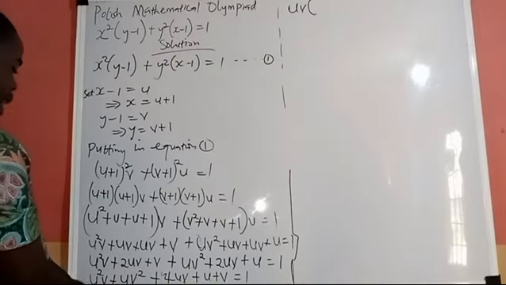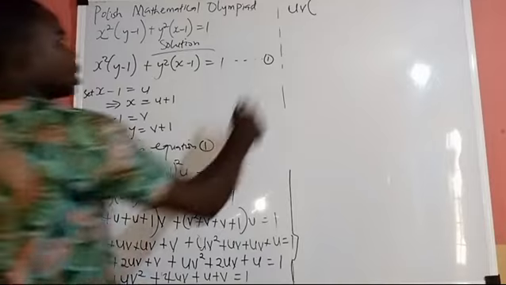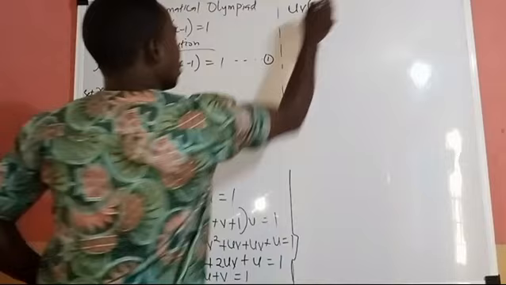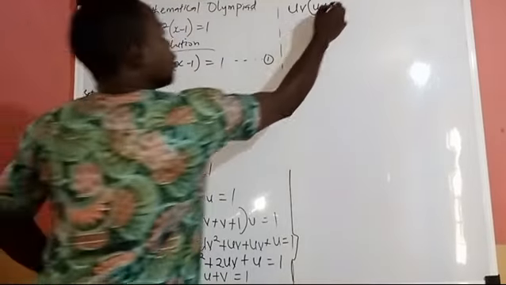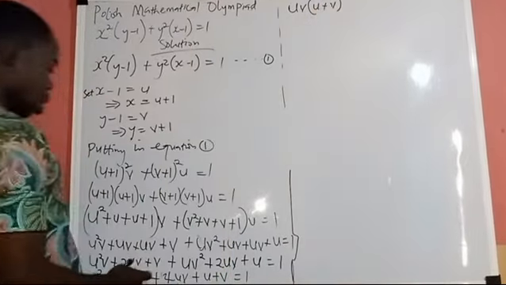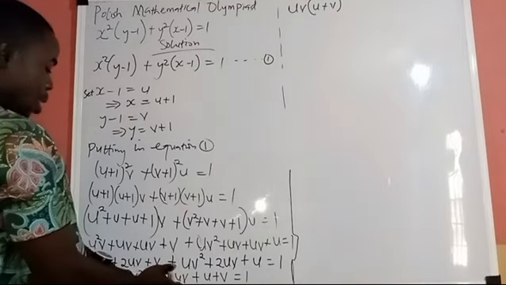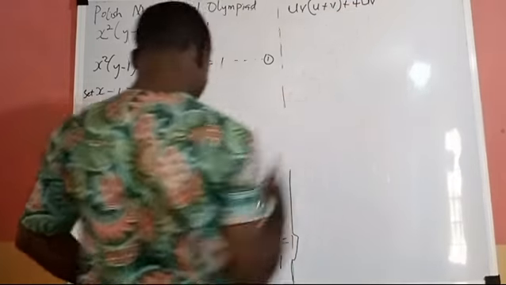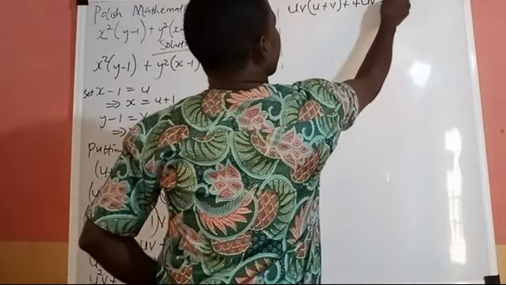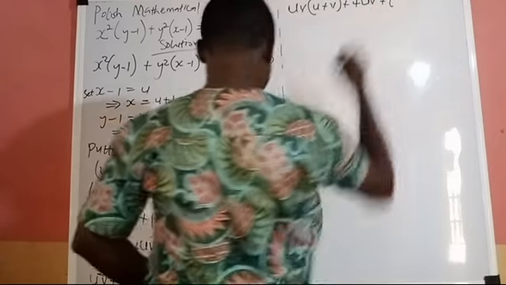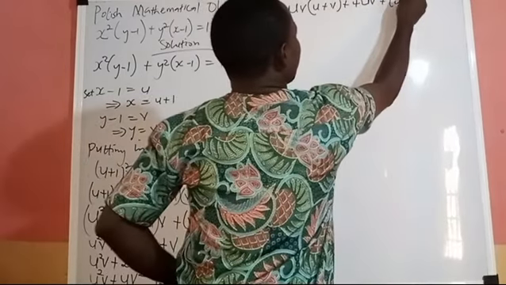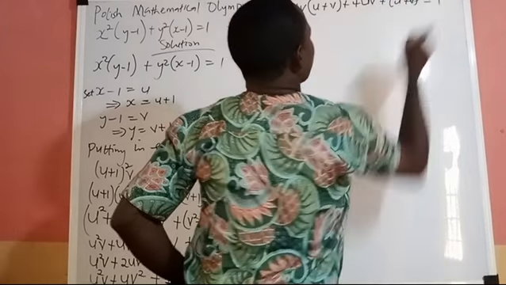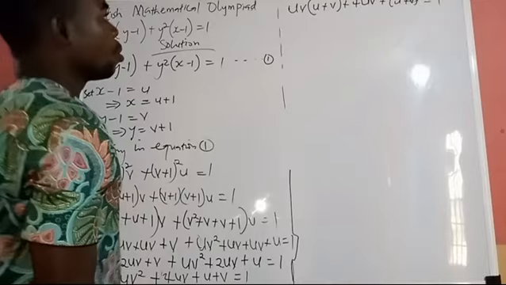So let's factorize here. If we bring out uv here, what is going to remain is u, plus, if we bring out uv here, v will remain. Okay, so let's write this one, 4uv, plus the other one, u plus v, and it's equal to 1. So what do we do next?